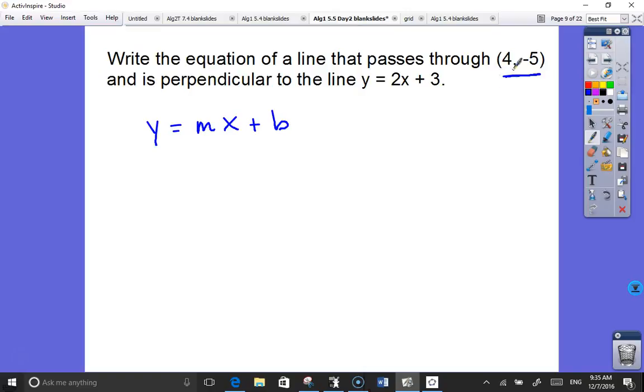What is going to be the slope of our line if it's perpendicular to that line? Yeah, negative 1/2. This thing has a slope of 2, right? So we would say our line has a slope of negative 1/2, the opposite reciprocal. So once you've identified that, you've got the point, you've got the slope, plug it in, find the b.